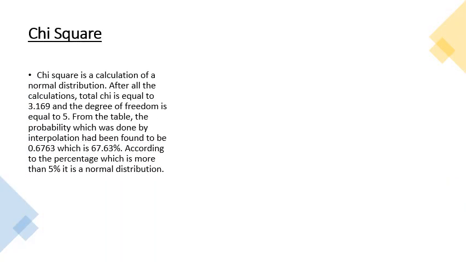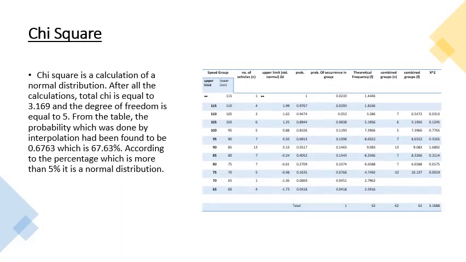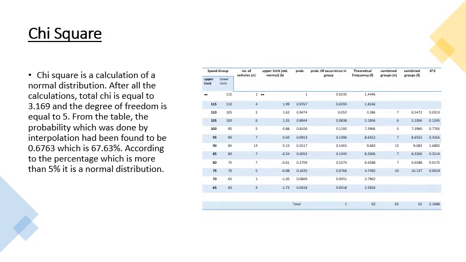Chi-square. Chi-square is a calculation of a normal distribution. As you can see from this table, we found the total number of chi-square. First, you distribute the upper and lower limit, and the upper limit must always start with the infinity. And then you distribute the speed in the same way as the frequency table, and then you find the number of vehicles based on the speed range.